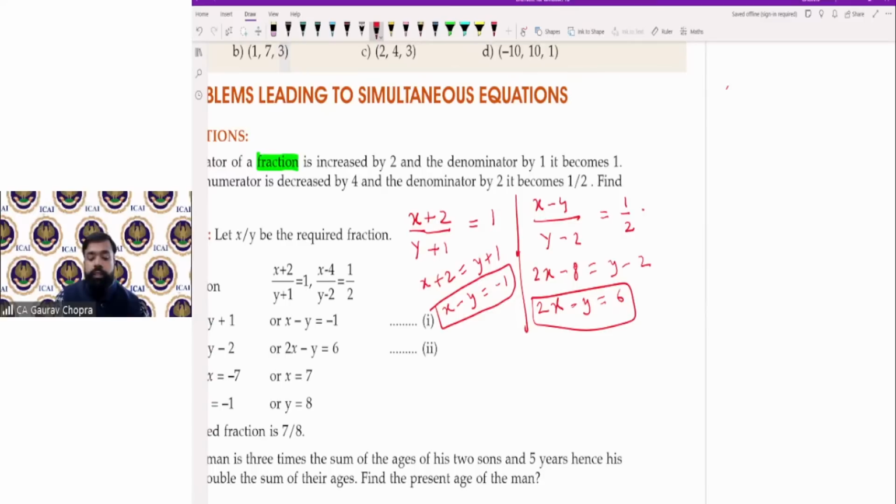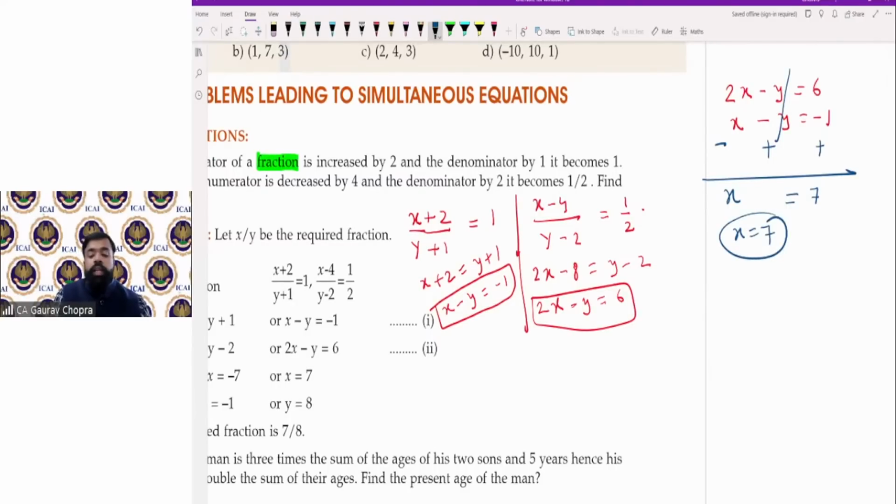Now simplify this. 2x minus y equal to 6 and x minus y is equal to minus 1. Now coefficient of y are same in both the equations. Therefore, we can subtract this. So for subtracting, change the sign: minus, plus, plus. So 2x minus x will become x. Y and minus y is cancelled. 6 plus 1 becomes 7. So value of x is 7.